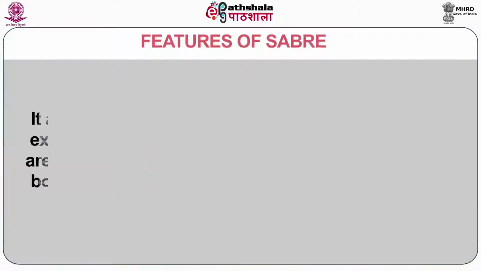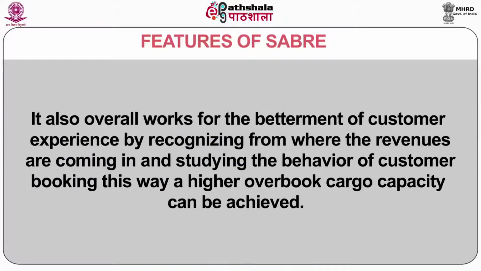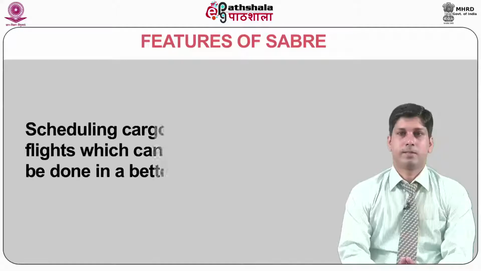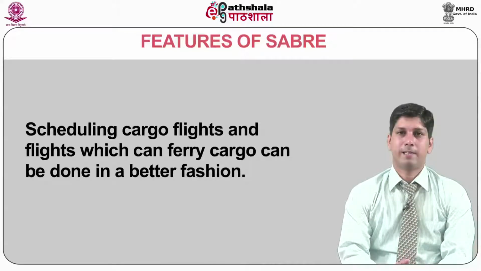Interline billing, which is an issue and a challenge, can be handled through advanced tools provided by Sabre for revenue accounting purposes. It also overall works for the betterment of customer experience by recognizing from where the revenues are coming in and studying the behavior of customer booking. This way a higher overbooked cargo capacity can be achieved. Scheduling cargo flights and flights which can ferry cargo can be done in a better fashion.